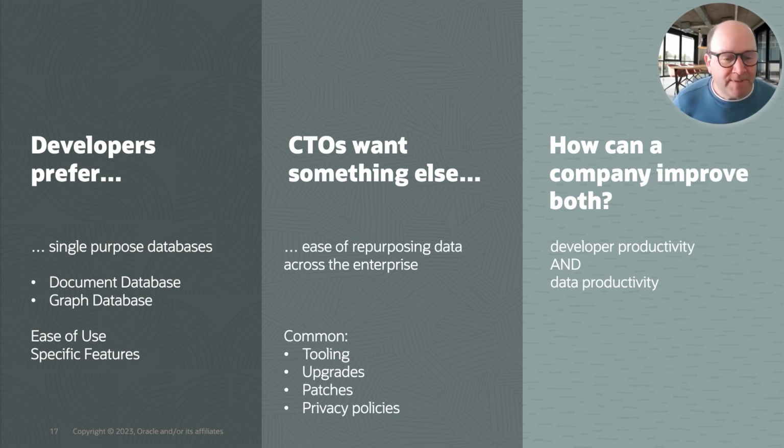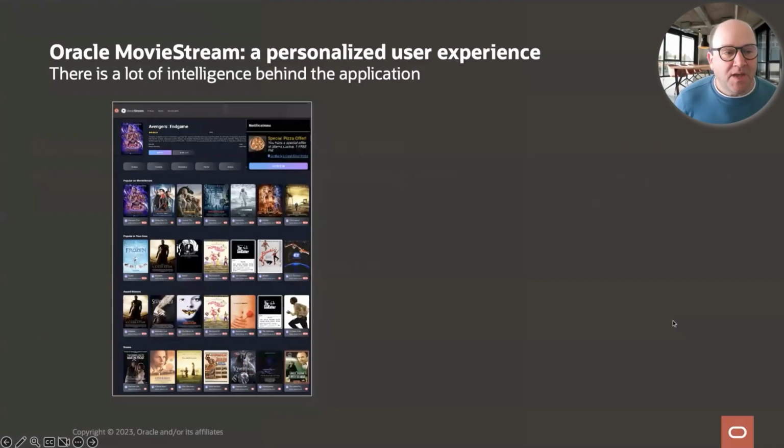So how can that be done? Well, we're going to step through a scenario called Oracle MovieStream. For Oracle MovieStream, analytics play a critical role in the delivery of their application. It's an online movie streaming service, a fictitious online movie streaming service.